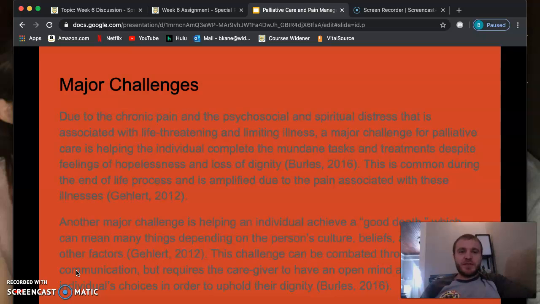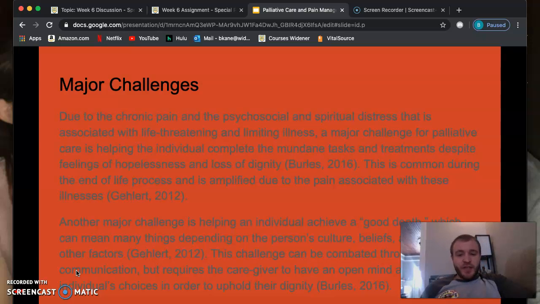These people are dealing with very, very chronic pain and constant stress, and we all know those things can definitely continue to lead to a very bad state of mental health. This is common during the end of life processes and is amplified due to the pain associated with the illnesses.